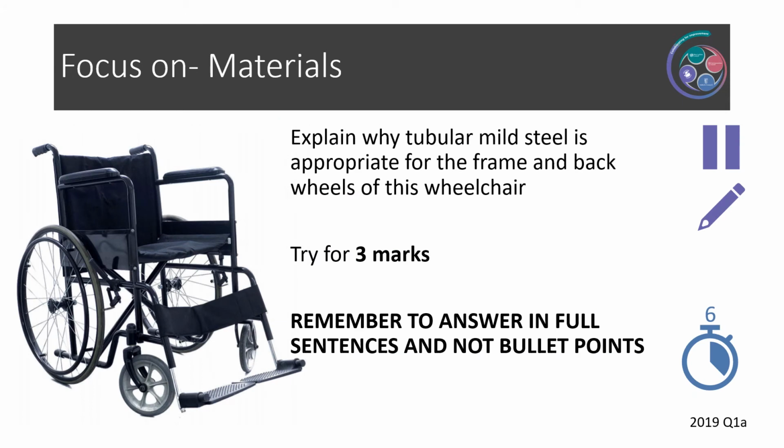Time to put our knowledge into practice. This is question 1A from the 2019 past paper. You're being asked to explain why tubular mild steel is appropriate for the frame and back wheels of the wheelchair. I'd like you to try and get 3 marks by making 3 statements. Remember to answer in full sentences and do not bullet point. This should take you roughly 6 minutes. Pause the video now and answer your question.